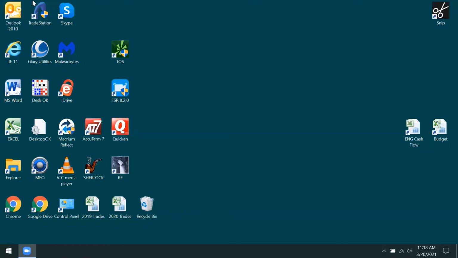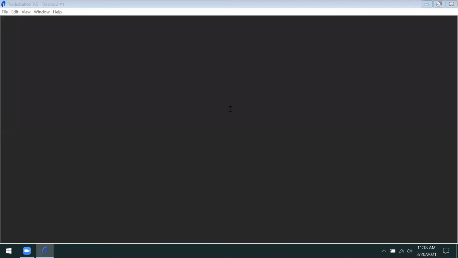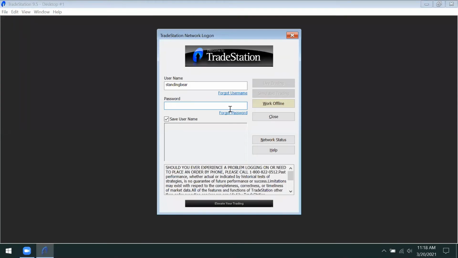Any other comments, suggestions, or questions? I've got a couple of comments, if I could share my screen. Sure. I have to bring up TradeStation. I had it up earlier and then I dropped it. It'll take a couple of seconds.